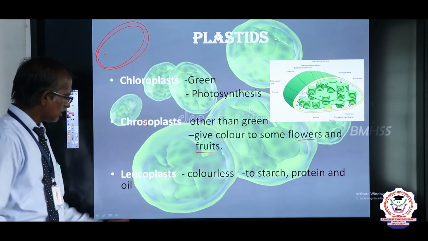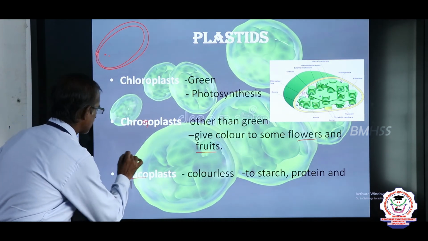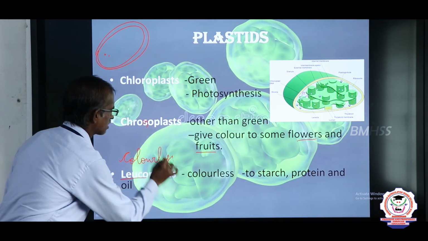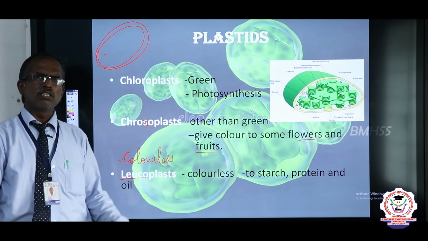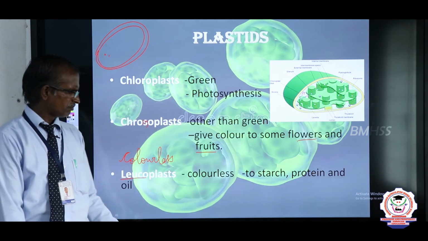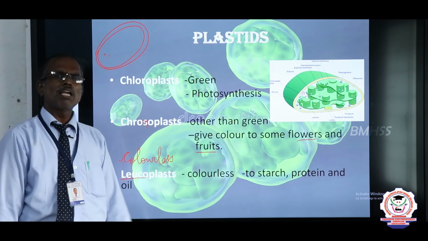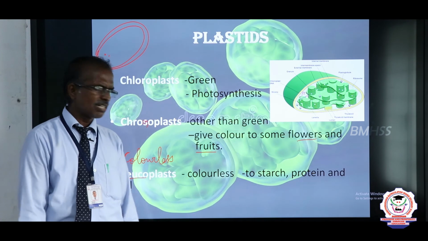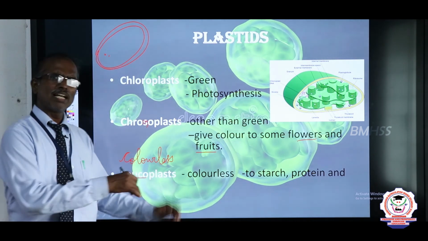The next is leucoplast. The name itself has the meaning. Leuco means colorless plastid. There is no color at all. These plastids mainly help in the storage of starch, protein and oil within the cell.